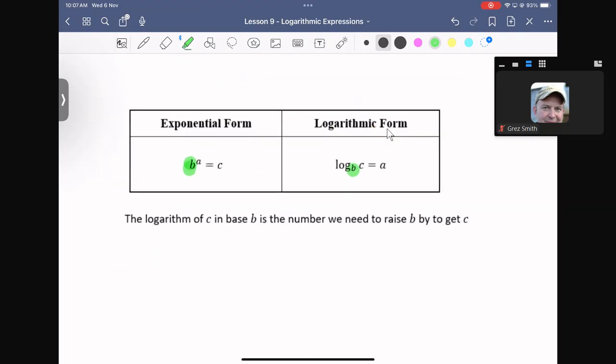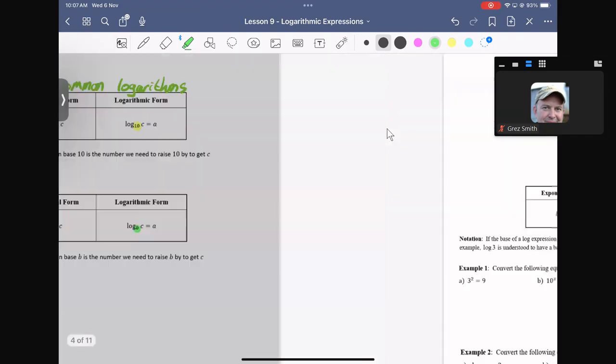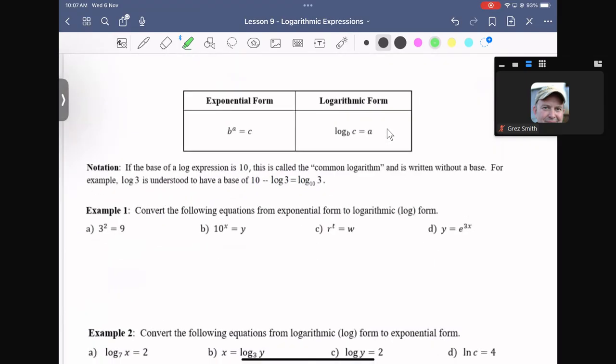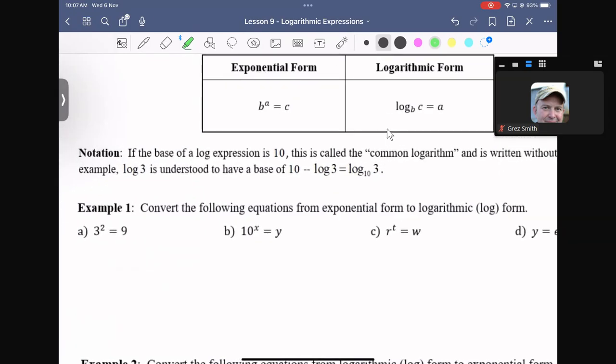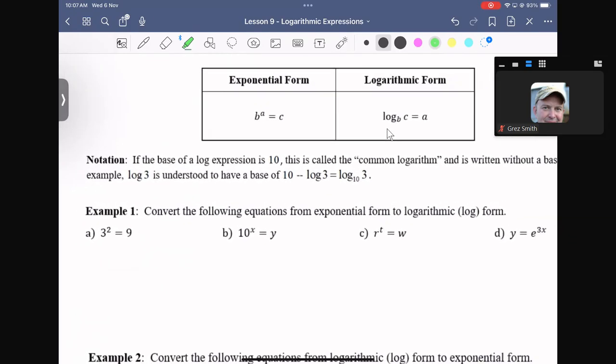And when we have the two forms, exponential form and logarithm form, our first task for today is to practice moving between the two forms. So here we see exponential form and logarithm form. We are looking to see if we can convert from exponential form to logarithm form. Let me do an example for you.